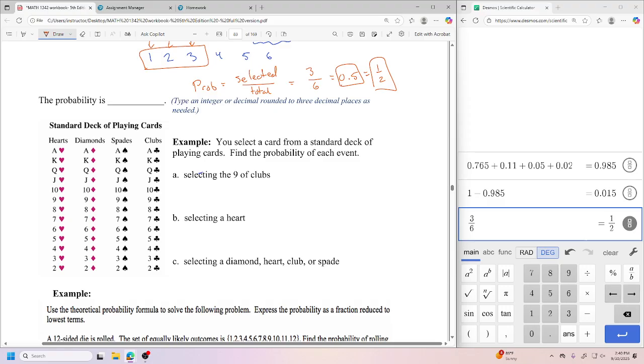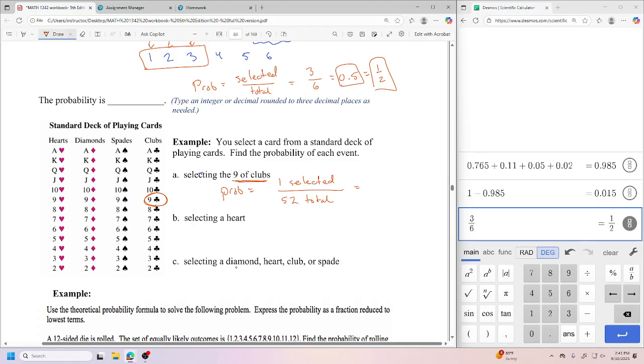And it says, what's the probability of selecting the 9 of clubs? So I'm going to actually physically select the 9 of clubs. Clubs, 9, this guy right here. Probability is selected over total. How many did I actually select? 1 selected. What's my total for this whole entire playing card deck? 13 per suit, right? And then times 4, it's 52 total. Yep, 52 total.